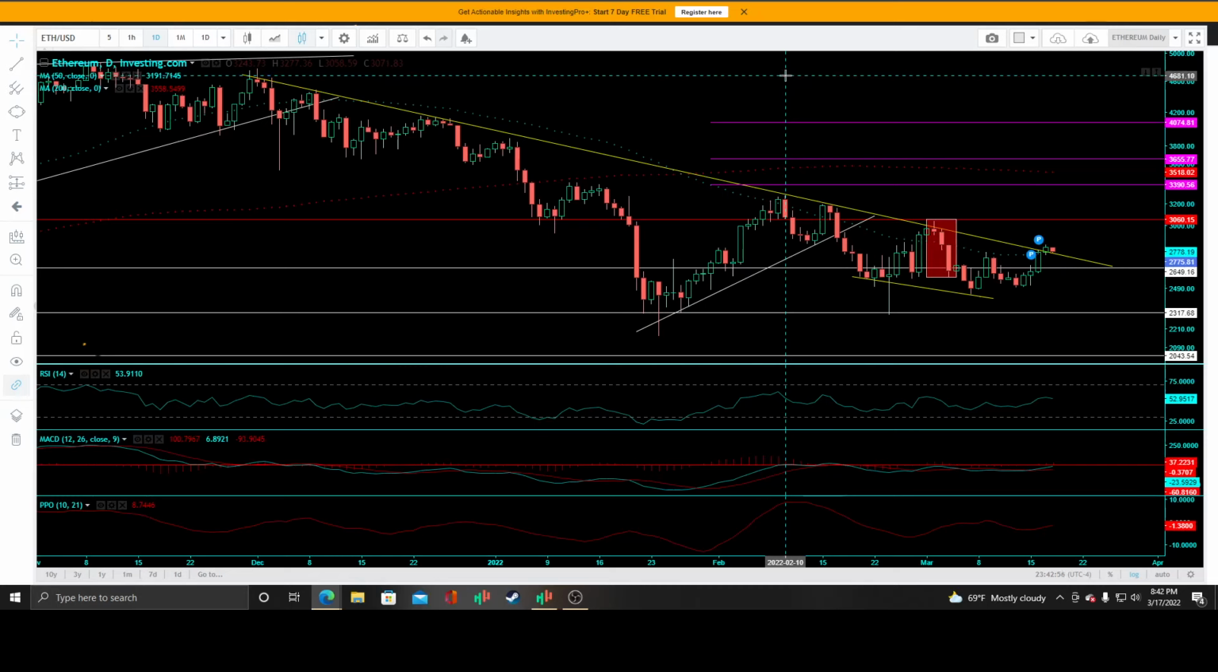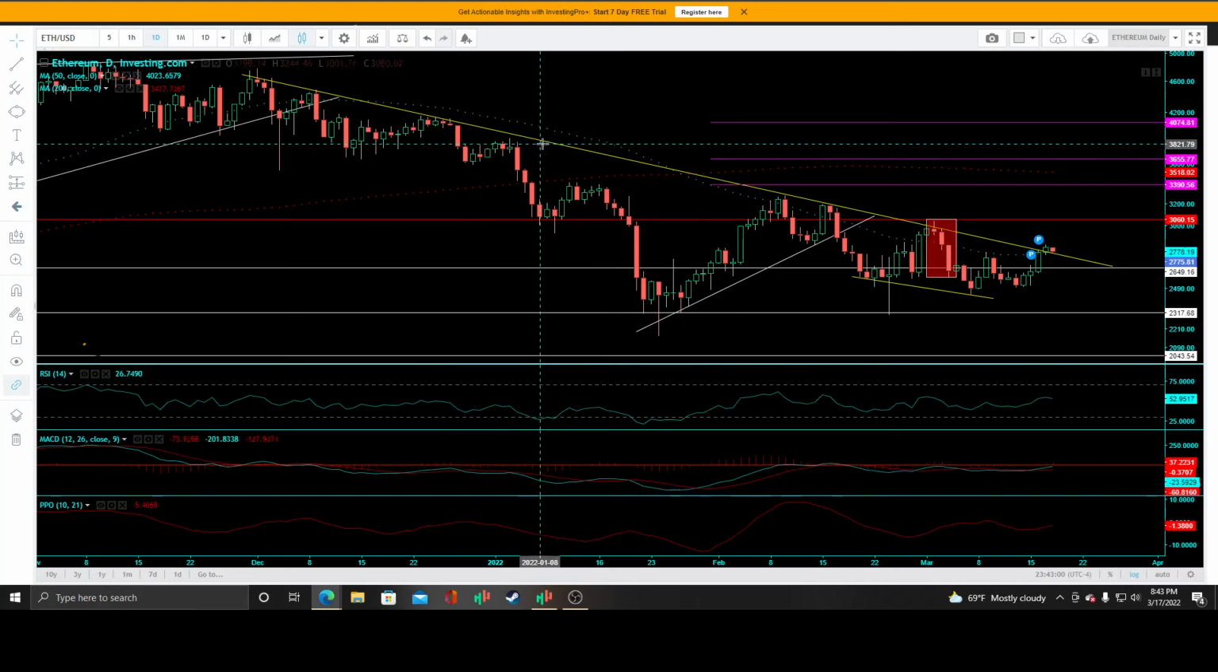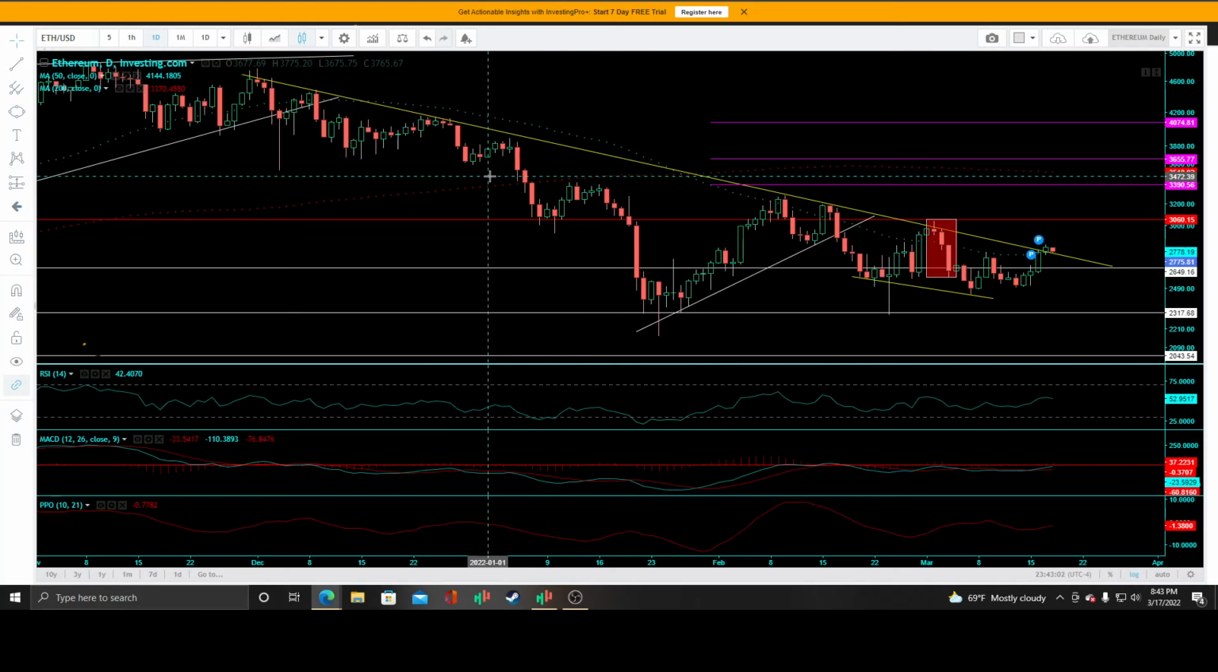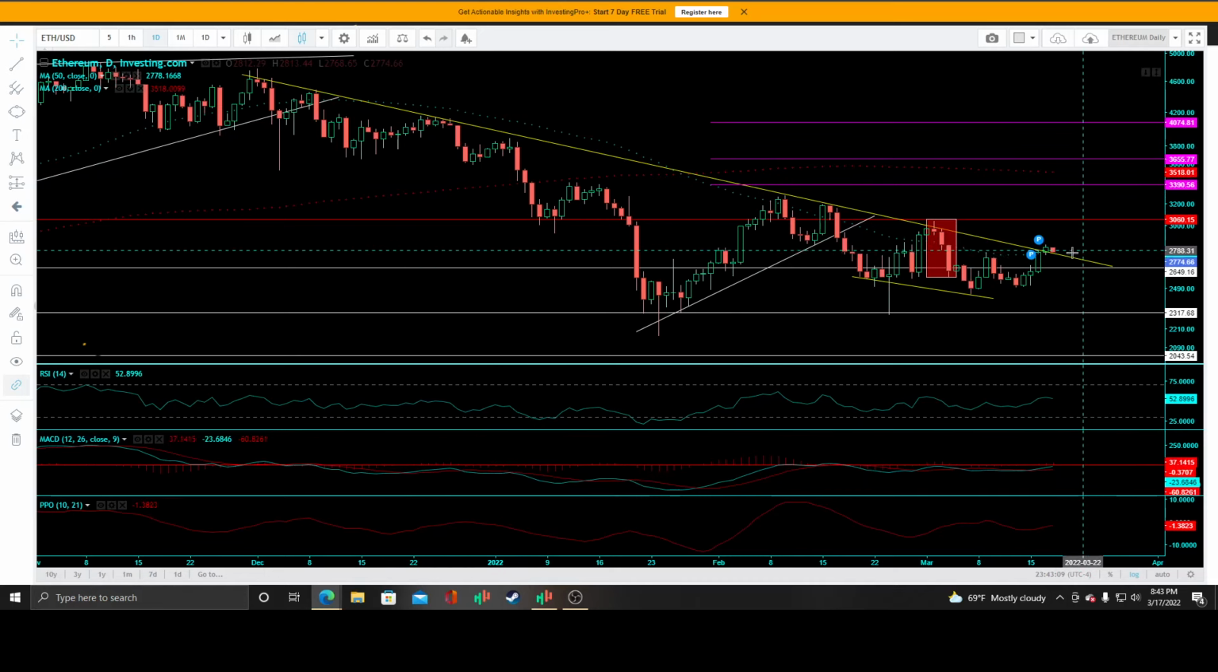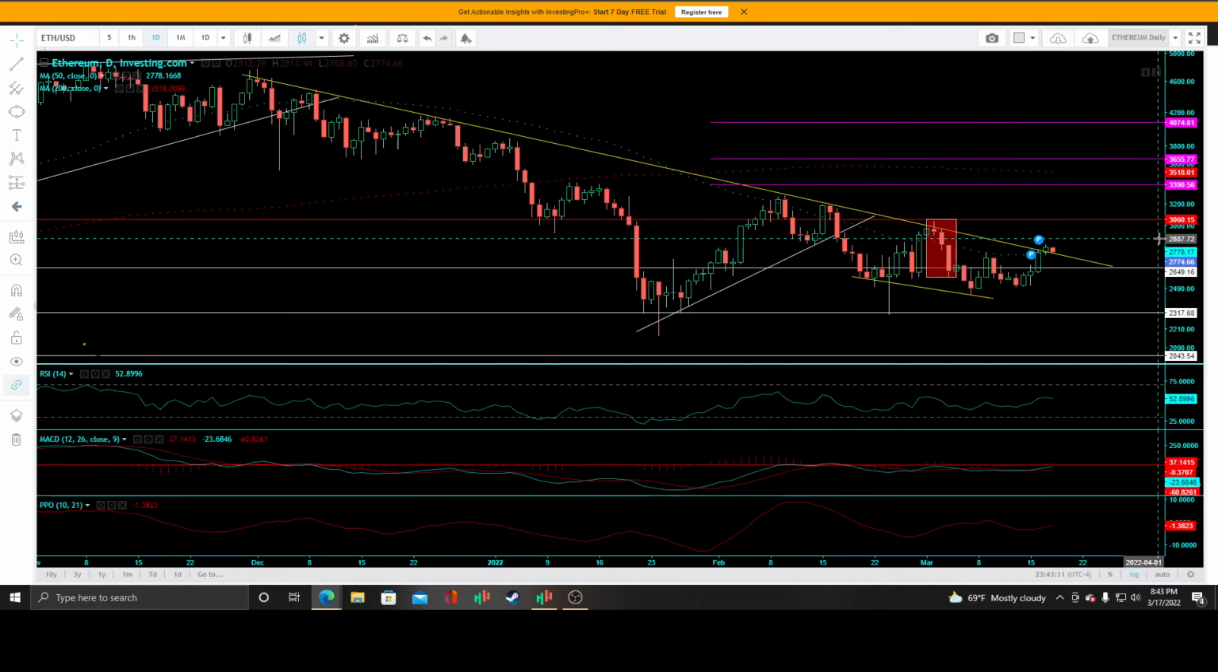This is a potential short trade idea for Ethereum. This is the daily, each candle representing a day. We've got a primary downtrend line off the November high of last year, 2021. We have plenty of reaction to validate it, and here we are parked in the deflection point right now.